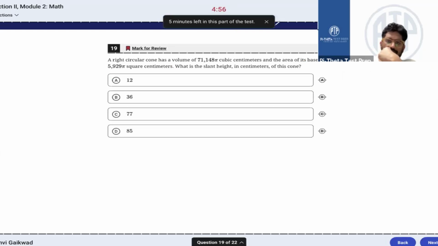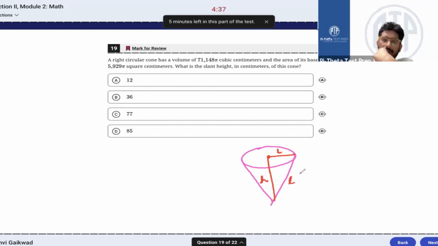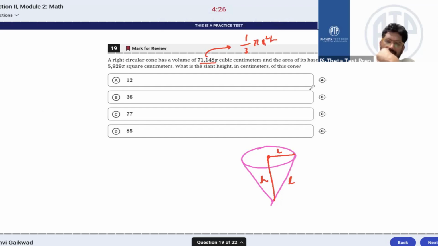Question number 19, this is a very good question. Now what they're telling you is a right circular cone. If I draw the cone here, if this is the radius and this is the height, basically this is my slant height. Now the right circular cone has the volume given. The volume of the cone is 1 by 3 pi r square h. This formula is already given in your reference sheet, but you can check this.